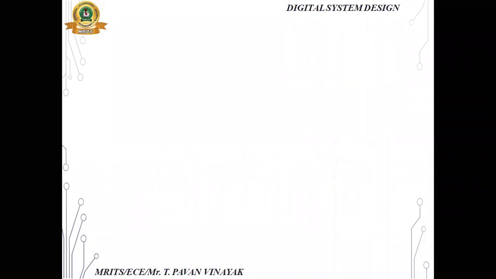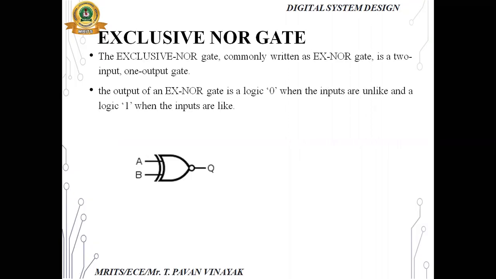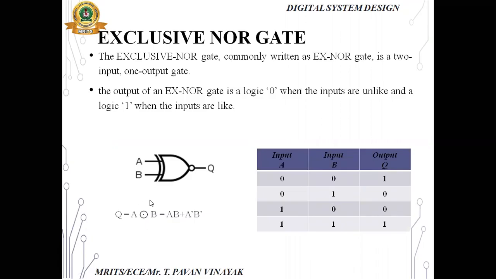Next, XNOR. XNOR is the complement of XOR. So for the XOR gate, we put a bubble. This is the symbol, so complement. XNOR is denoted as A dot of circle B, that is equal to AB plus A bar B bar. So what is the XOR output? XOR output is 0, 1, 1, 0, right? For indices 0, 1, 2, 3. This is the XOR operation.